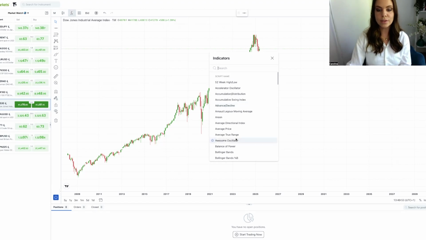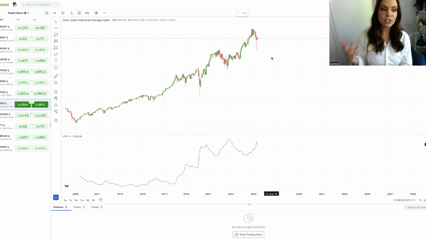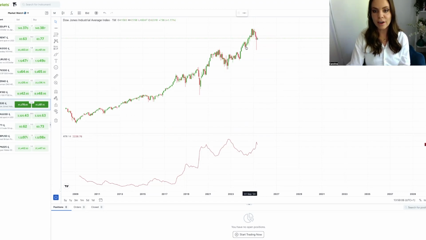So a couple examples. Average true range is a popular indicator. The average true range at the moment, you can see down here, it's on default setting 14. That means that it's showing you the average price that the market has moved over 14 candlesticks. We're on the 1 month chart. So this is showing you the average that the price has moved over 14 months. So it will take the last 14 months, it will add them all together, and then it will divide it by 14.